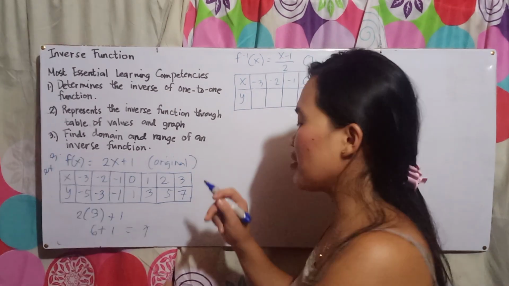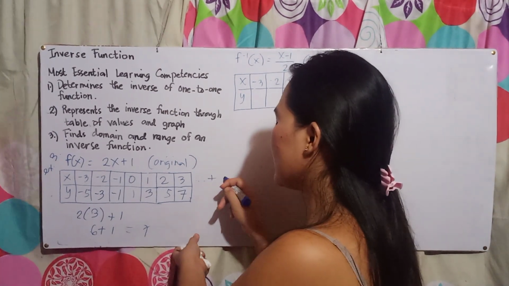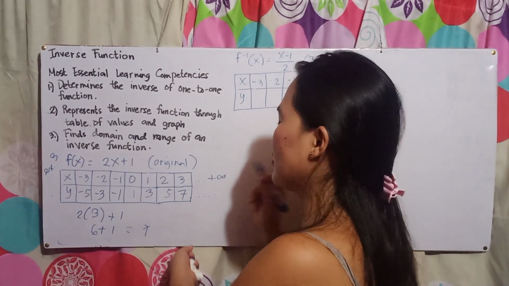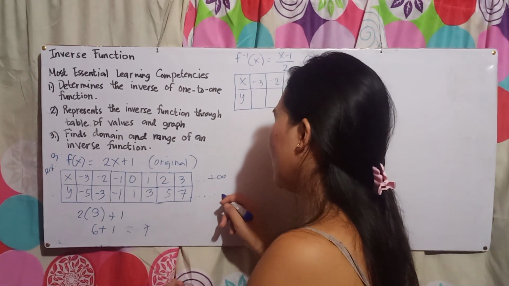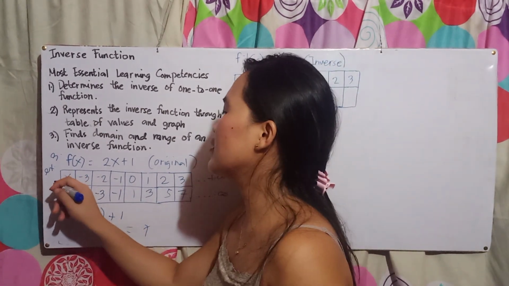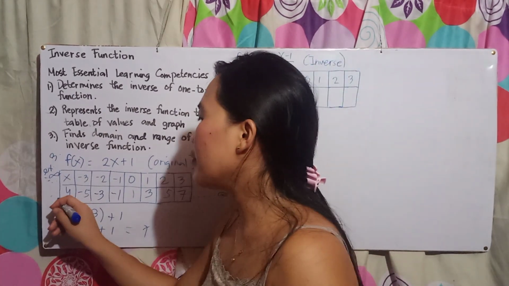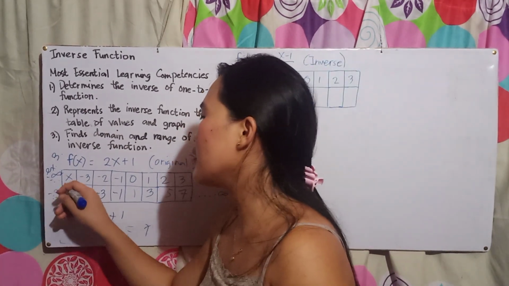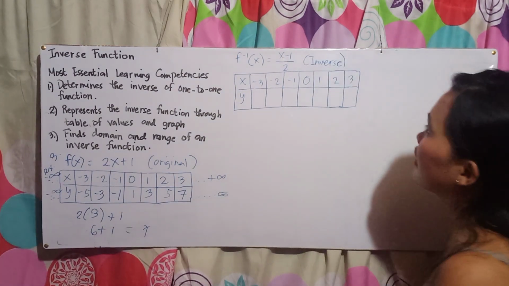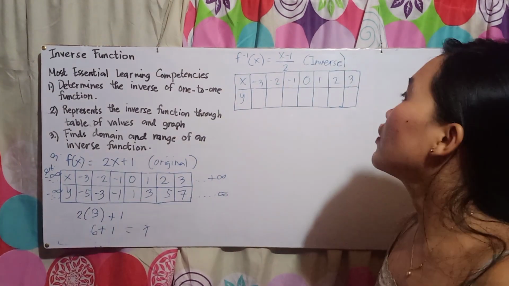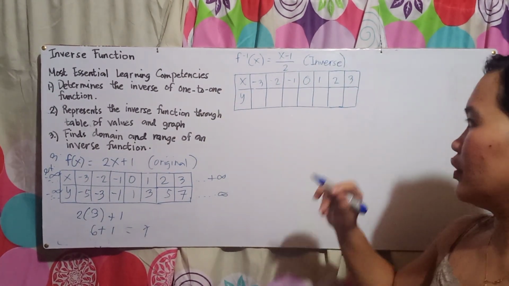So, you can extend this up to positive infinity. It will extend to infinity. And you can also extend it down to negative infinity. So, of course, it will extend to negative infinity. Okay, next, the table of values of our inverse function.